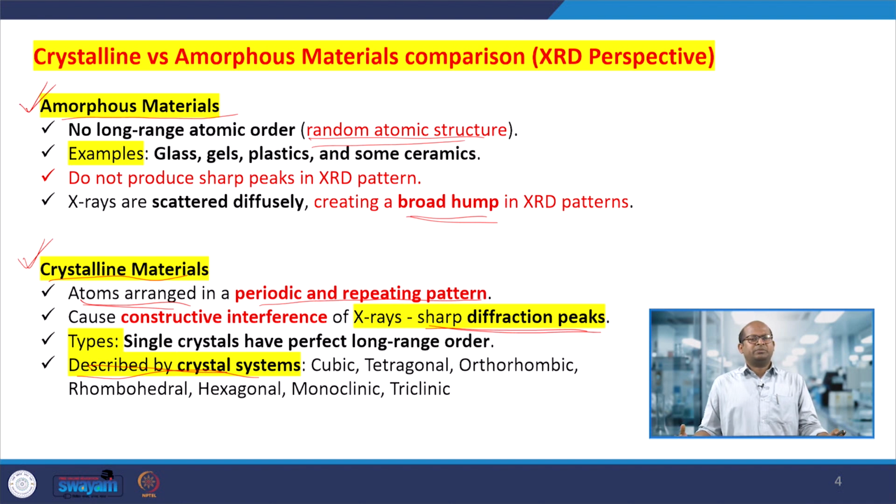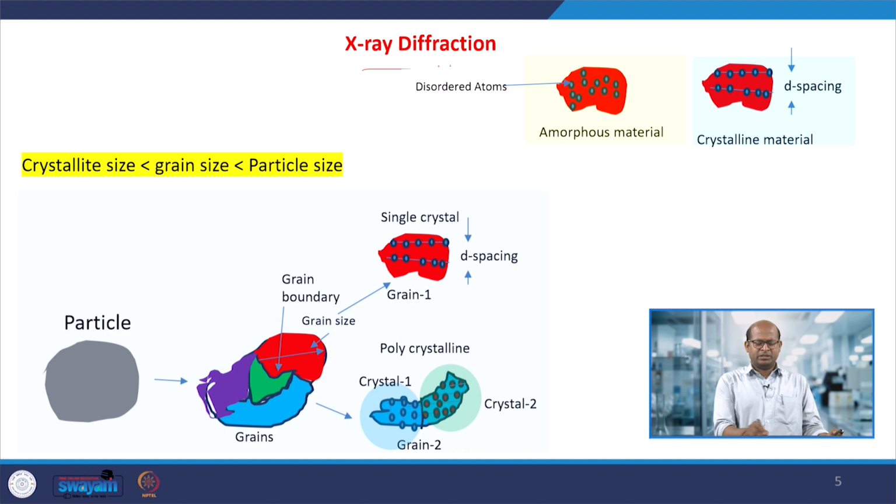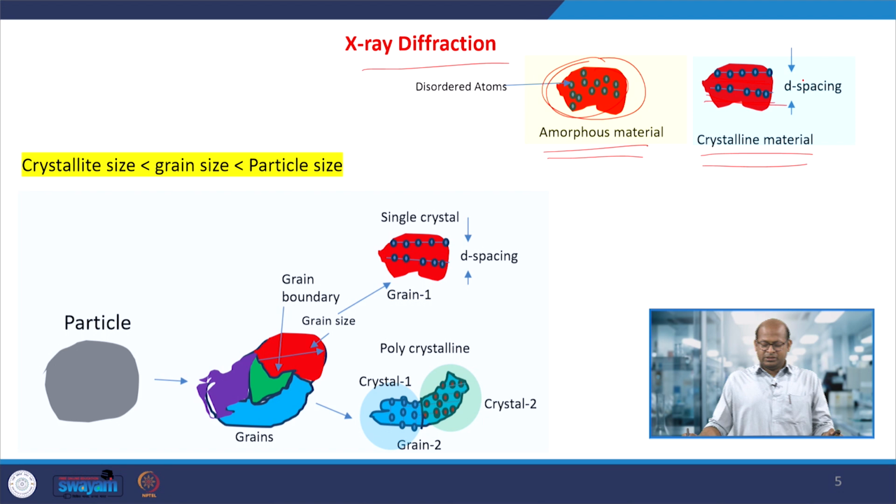We can describe the crystal structures in different ways: cubic, tetragonal, orthorhombic, rhombohedral, hexagonal, monoclinic or triclinic. These are the different crystal systems present in crystalline materials, which we already discussed in our previous lectures. Here you can see that in amorphous materials the atoms are distributed randomly, and in crystalline materials the atomic arrangement is orderly. This is how you can say whether a material is amorphous or crystalline.